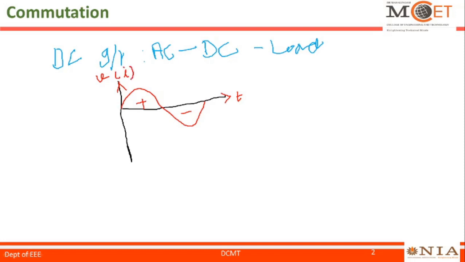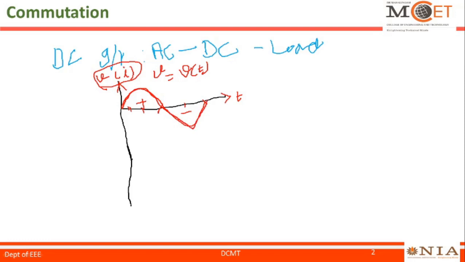In order to indicate alternating current or voltage, we use small letters, which are functions of time. Small v implies v of t. Similarly for the current: at every time instant, let it be t1, t2, t3, t4, t5, and so on, the value of current is changing, from 0 to positive maximum, decreasing, coming to 0, and increasing to negative maximum and 0.